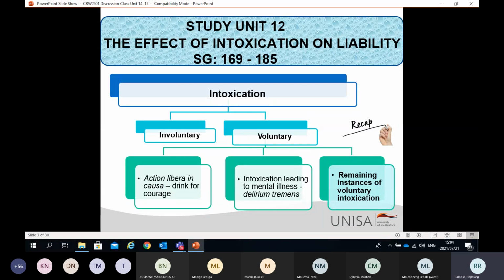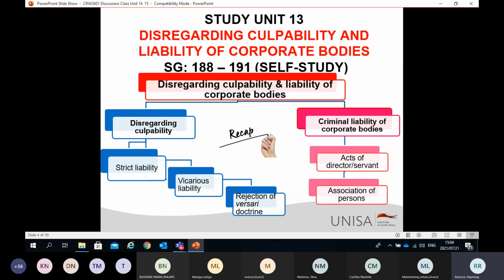Just to cover what we did a couple of weeks ago, we did study unit 12 and we combined it with study unit 13, dealing with the effect of intoxication on liability and the culpability and liability of corporate bodies. Just to remind you, study unit 13 is not examinable, so you will not be asked questions from it for the purpose of your examination, but it was available for use in assignment assessment.